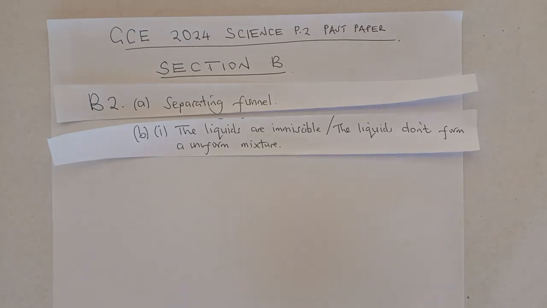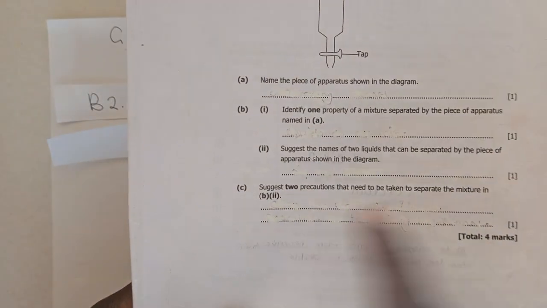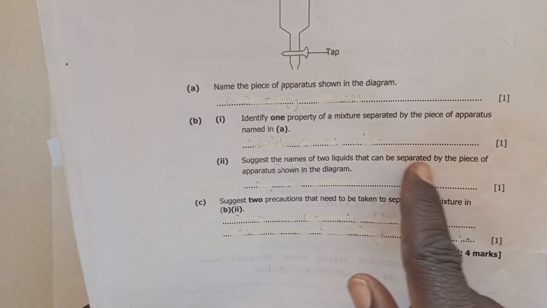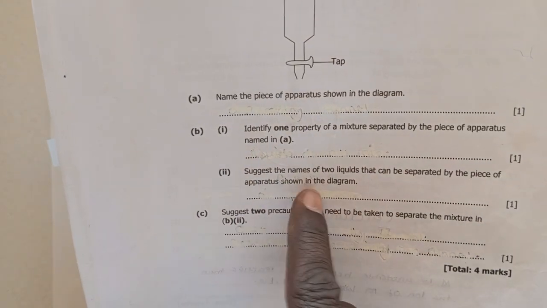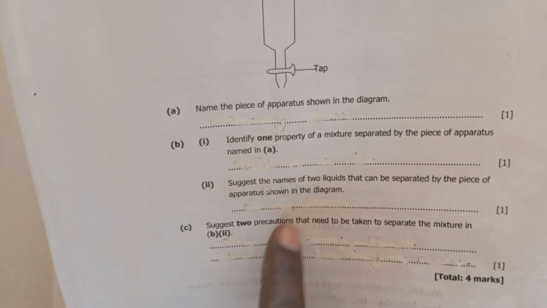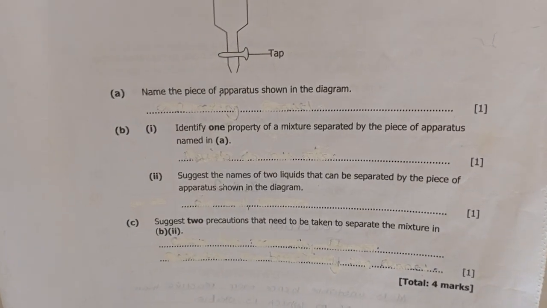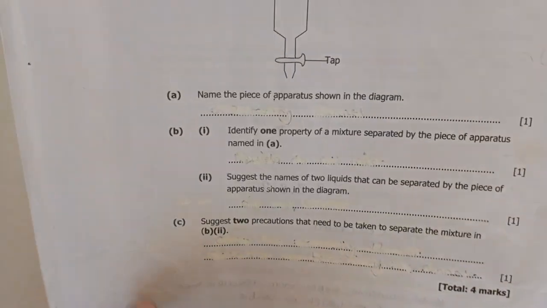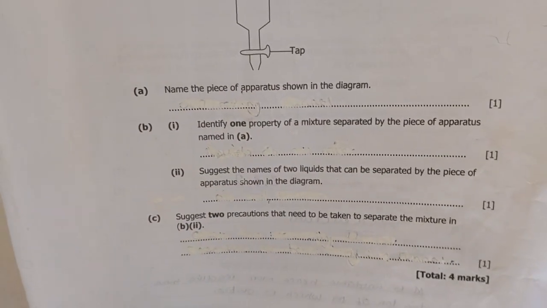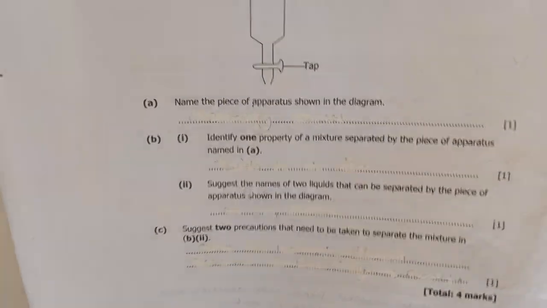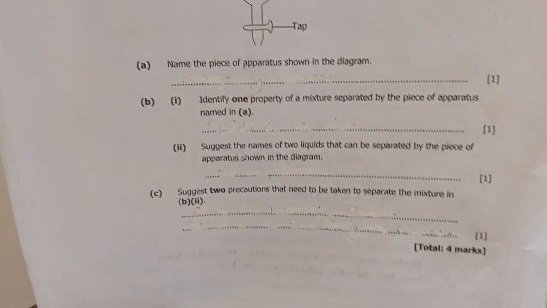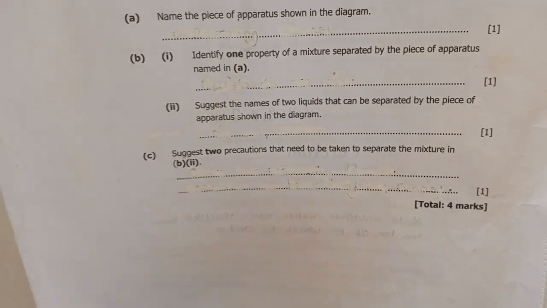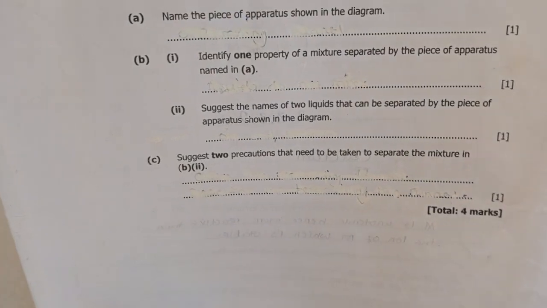We move on to question B, Roman numeral 2. Suggest the name of two liquids that can be separated by the separating funnel. So when they say suggest, there is a variety where you can choose from. It's a suggestion. You are not restricted to one answer. You must think of many, and out of those many, you are just picking any.